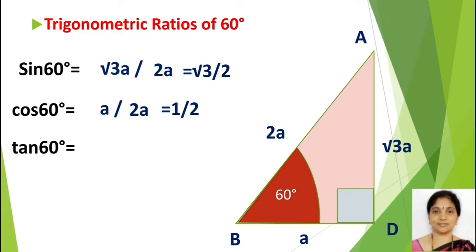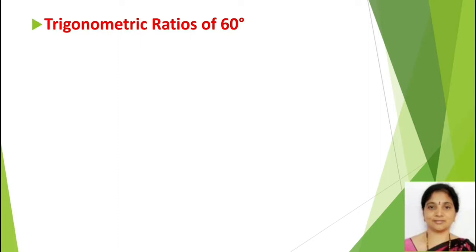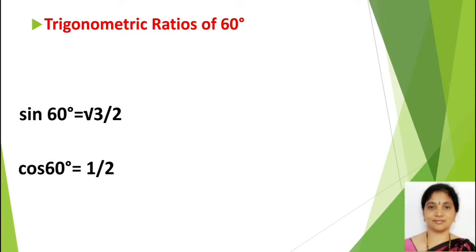So cos 60 degrees value is 1 by 2, and tan 60 we can calculate the same way, sine 60 degrees by cos 60 degrees, which is nothing but root 3 by 2 by 1 by 2. This 2 will get cancelled. We get root 3 by 1, that is nothing but root 3. So now the trigonometric ratios of 60 degrees: sine 60 degrees is root 3 by 2, cos 60 degrees is 1 by 2, tan 60 degrees is root 3.